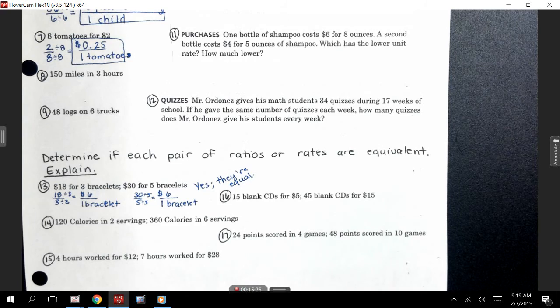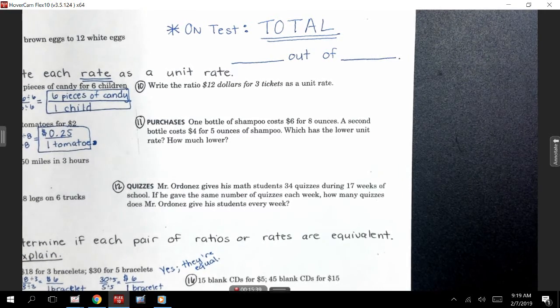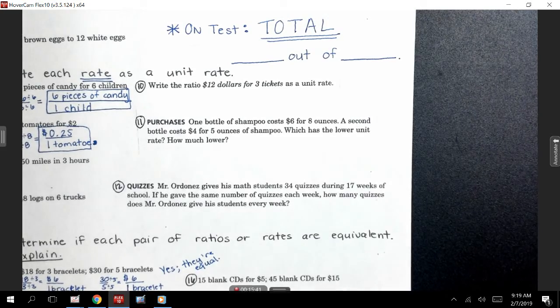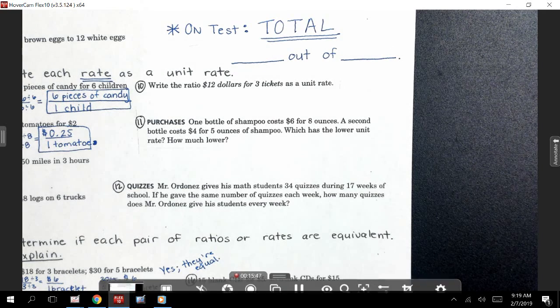Guys, that's how your test is set up. Remember, the only thing that's missing from here is the one where you do a total. There will be one of those on the test tomorrow. Okay? That's how it's set up. Are y'all good with this? Do you have any questions? All right. I will be collecting this tomorrow. I will send out a video tonight going over the other problems. So please watch your video because I am going to collect this, okay?